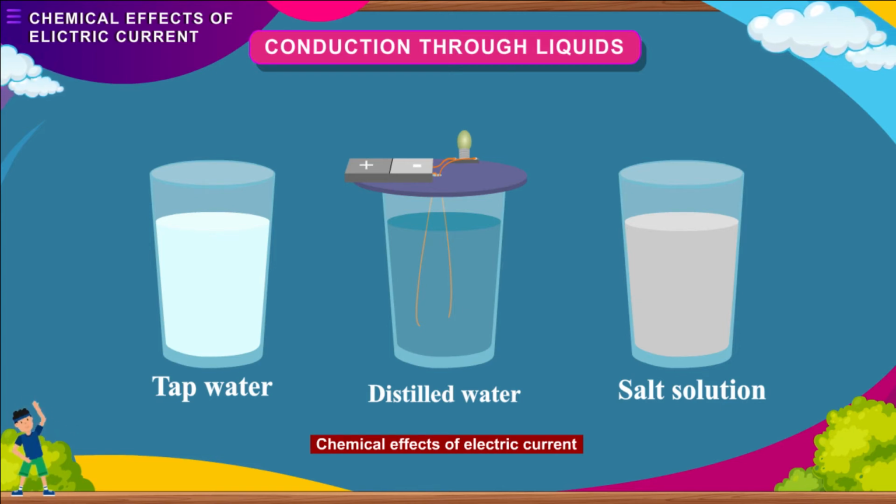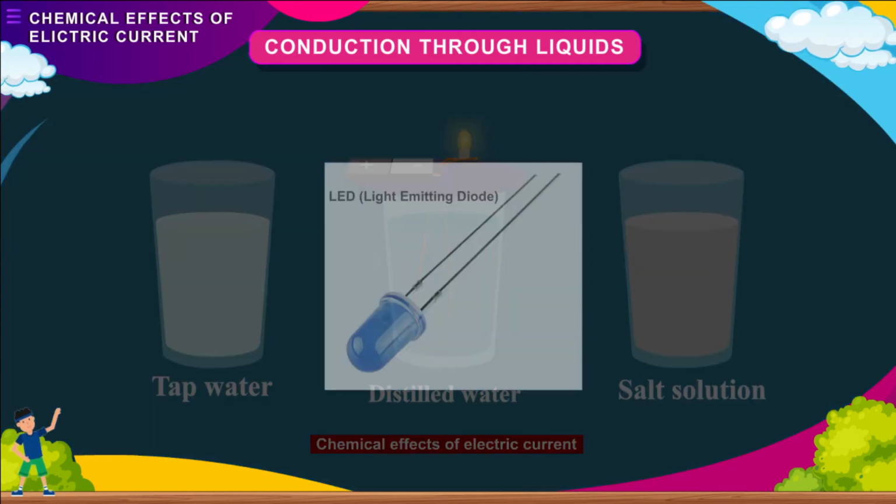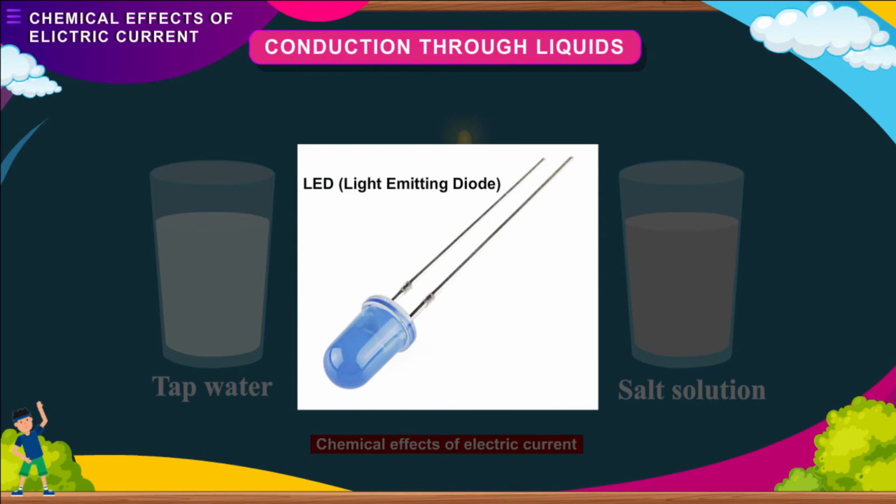While testing liquids, you may find that the bulb does not glow as brightly as in the case of metals. This is because the current through liquids is generally weak, as liquids are not as good conductors as metals. So for testing conductivity through liquids, we can use an LED, light emitting diode, in the circuit instead of a bulb. An LED has 2 wires attached to it, which are called leads.